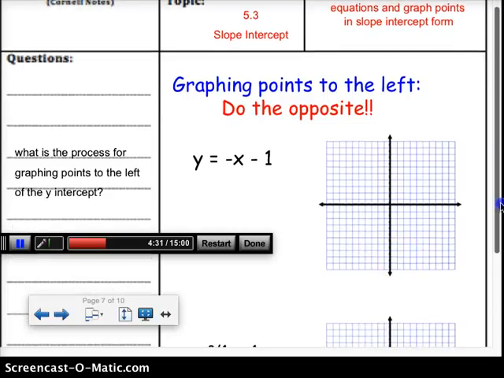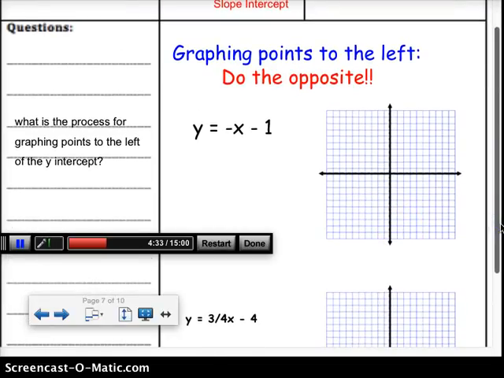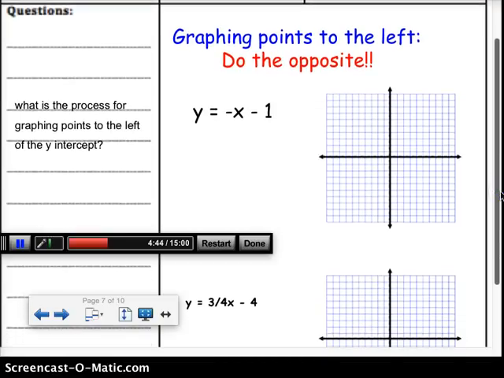Okay, so the next one, I just made a separate page for graphing points to the left. I've already talked about graphing points to the left on the previous page, so this is just extra practice. So again, the first thing, you plus a negative if you can, and if 1 is present, you make 1 come out. I identify what is my slope, what is my y-intercept. My slope is -1/1. That means down 1 over 1. My y-intercept is -1.